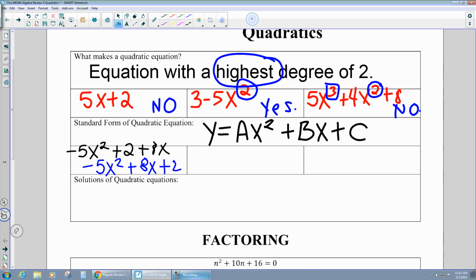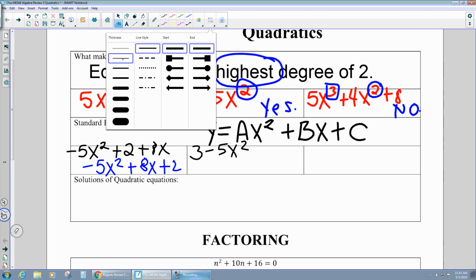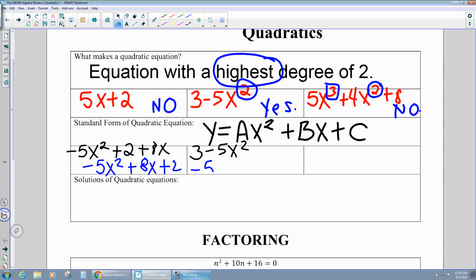Okay, let's do another example. 3 minus 5x squared. So again, you want the x squared term first. Let's put that first and make sure you take the coefficient with it. The coefficient in this case was a negative 5. We don't have a bx term, so we're just going to skip that and then bring down your plus 3.